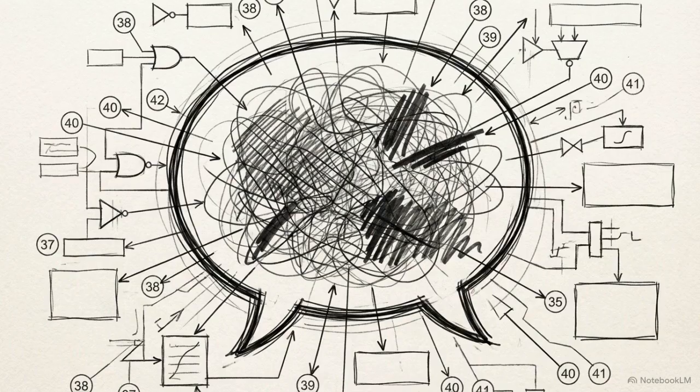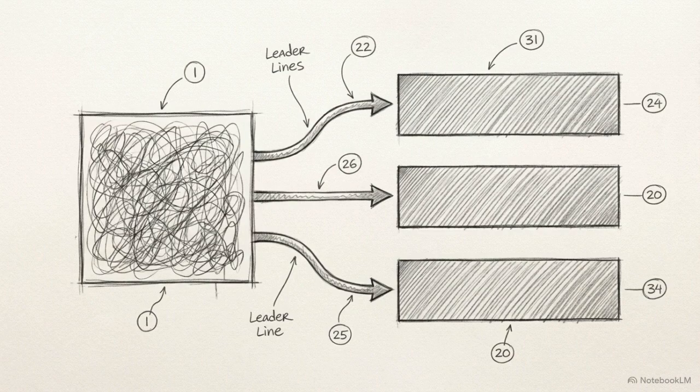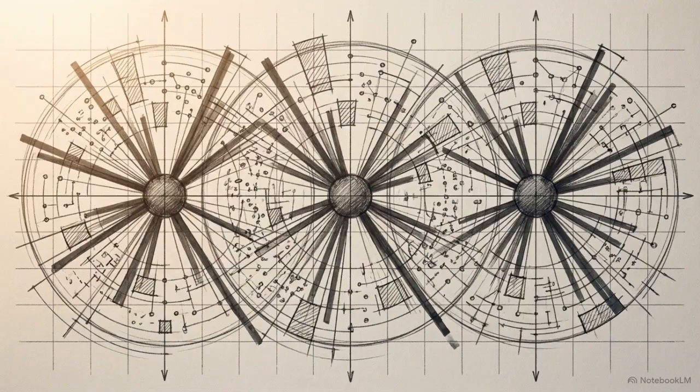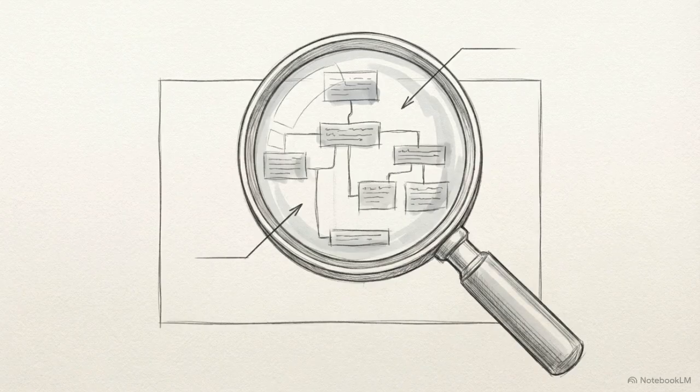Technique 7 handles query transformations. Users rarely ask perfectly structured questions. Here, an LLM intercepts a vague prompt and splits it into multiple precise, faithful subqueries, running them in parallel to maximize surface area coverage. Technique 8 is HyDE, or hypothetical document embedding.